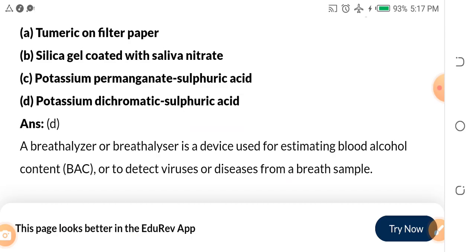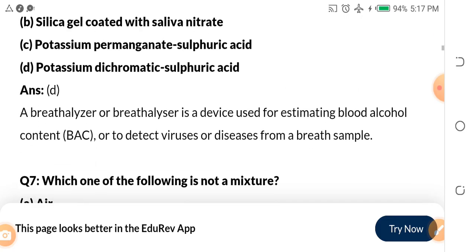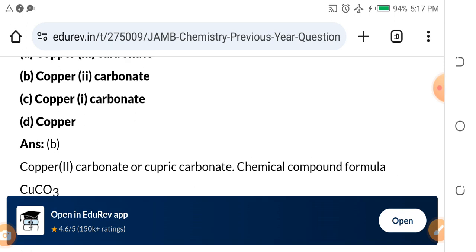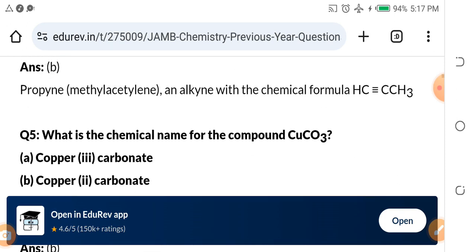A breathalyzer is a device used for estimating blood alcohol content, BAC, or to detect virus or disease from a breath sample. Okay? For those that drink, when you say you don't drink, they will use this medium to check.